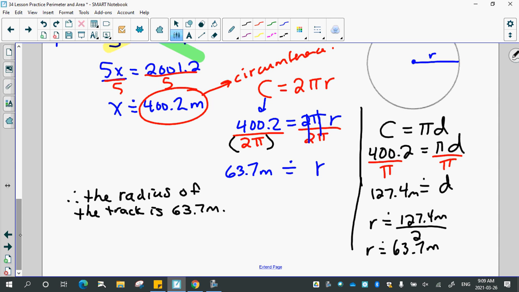Amelia, calculator? Which one are you doing? 400.2 divided by 25? Okay, so 400.2 divided by, opening bracket, 2 times pi, closing bracket, equals. Okay?